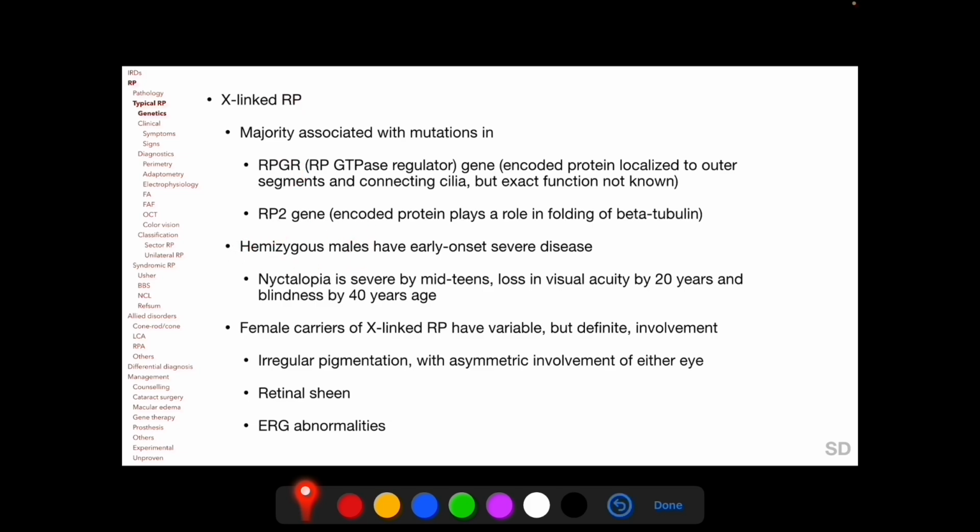Hemizygous males with X-linked RP have early onset severe disease, which is usually more severe than autosomal recessive RP, and this is important to remember. These patients usually develop severe nyctalopia by mid-teens, loss in visual acuity by 20 years of age, and blindness by 40 years of age. Female carriers of X-linked RP have variable but definite involvement, and this is also important to remember. And the involvement in female carriers of X-linked RP include irregular pigmentation with asymmetric involvement of either eye due to random X chromosome inactivation in females, retinal sheen, and ERG abnormalities.